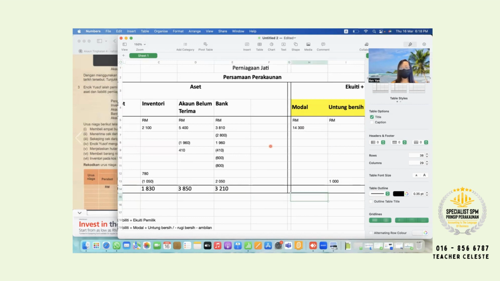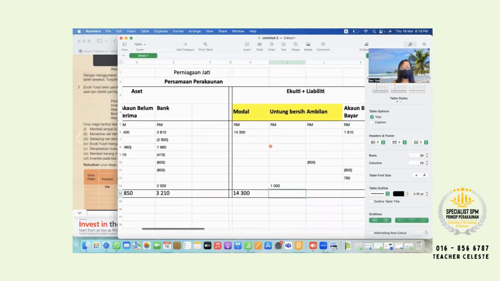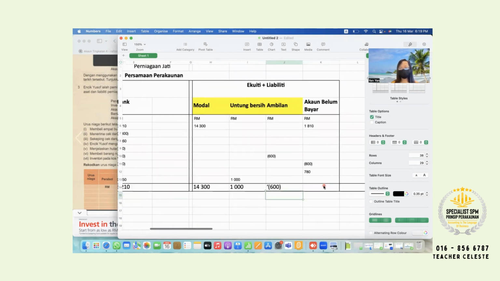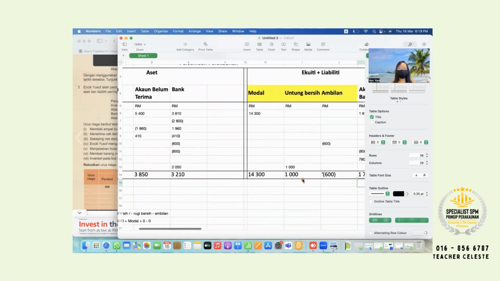Next modal same law. 14300. Untung bersih 1000. Ambilan negative 600. Account belum bayar 1790. Okay, so all checking.